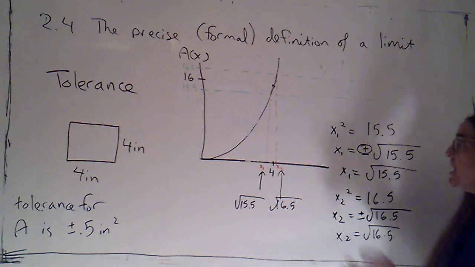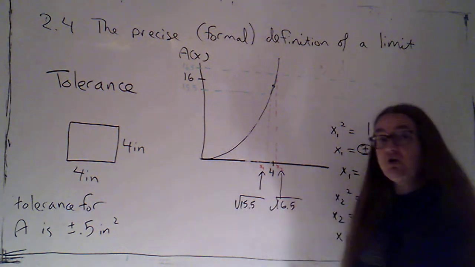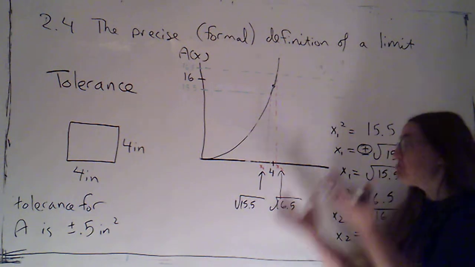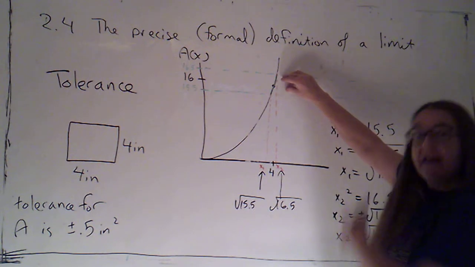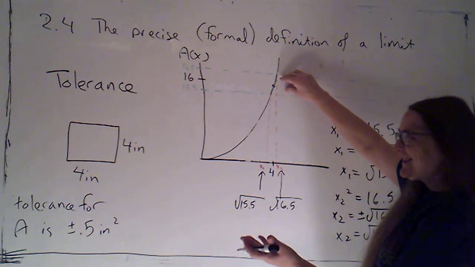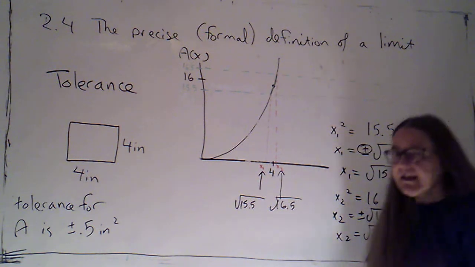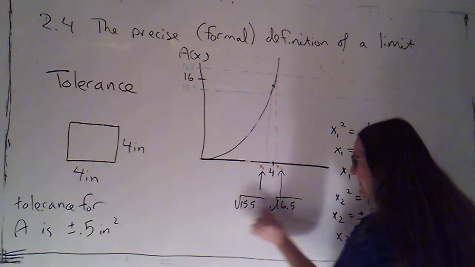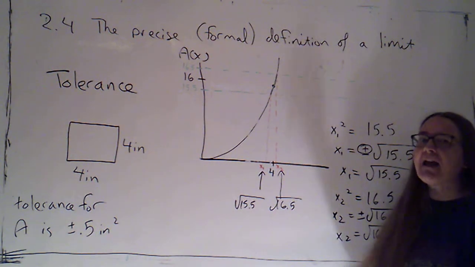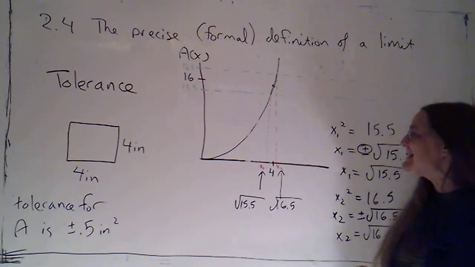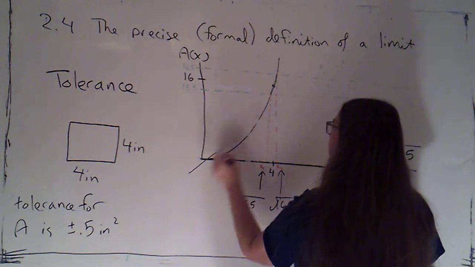Okay, so I can basically say now, if I measure x to be between these two values, then I'm going to be in pretty good shape. Then my area is going to be within the tolerance of the 16 square inches that I want. But what I'd like to do now, rather than focus on what these x values are, is look at how close they are to 4. What is the distance? What's this horizontal distance right here?